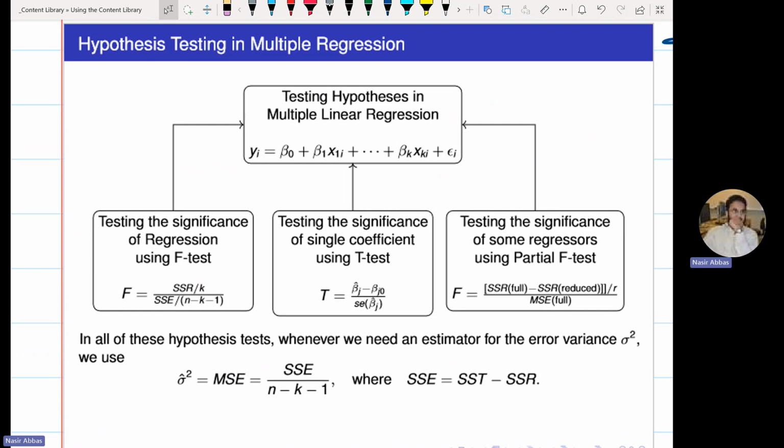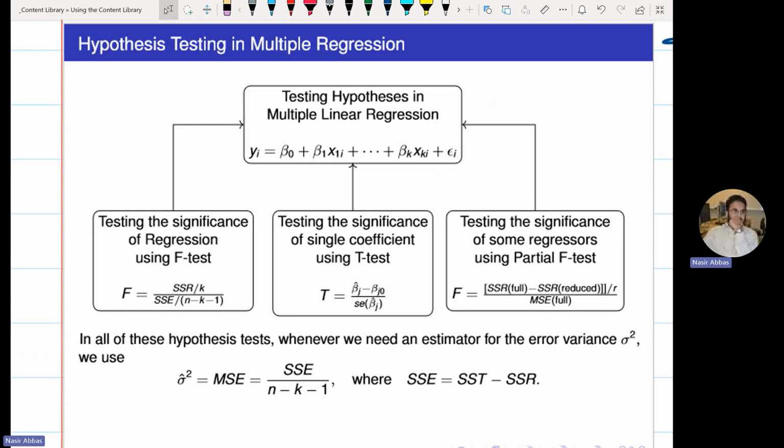For all these tests, we don't see the calculation details or the formulas, but in all those formulas, sigma square will be unknown, like it was in chapter 11. You will estimate that sigma square by MSE. This time, the formula for MSE is not SSE over n minus 2. It is SSE over n minus k minus 1, adjusting for the number of features.